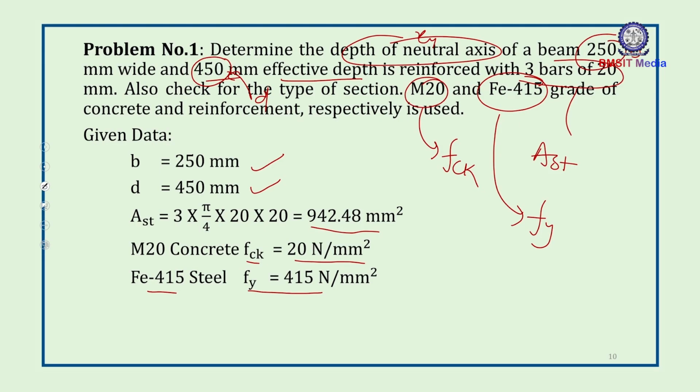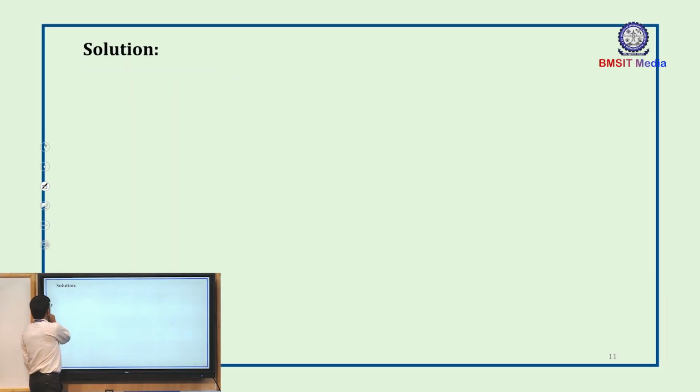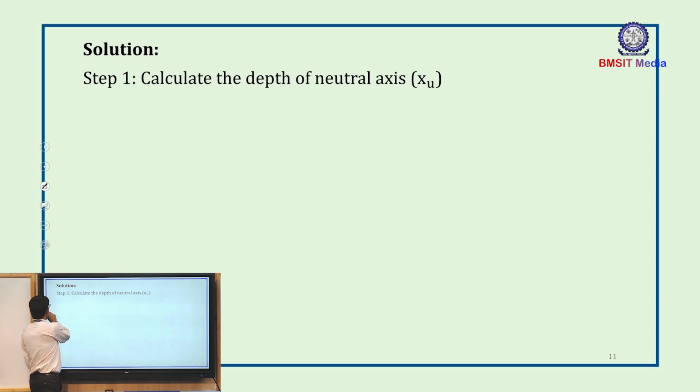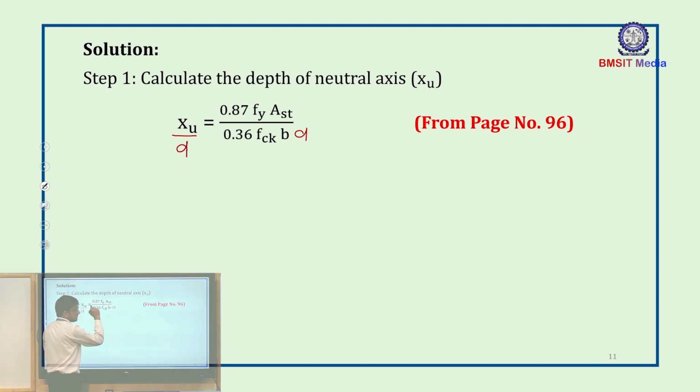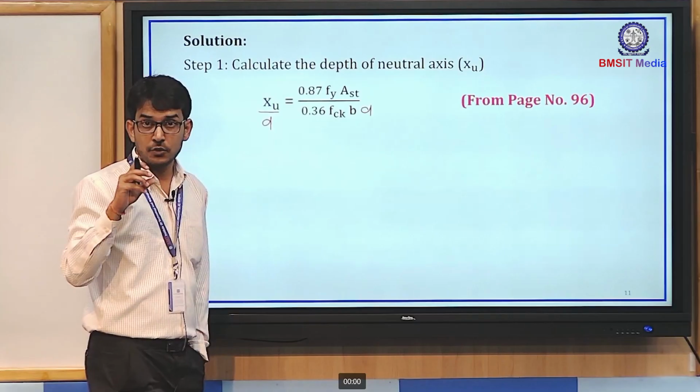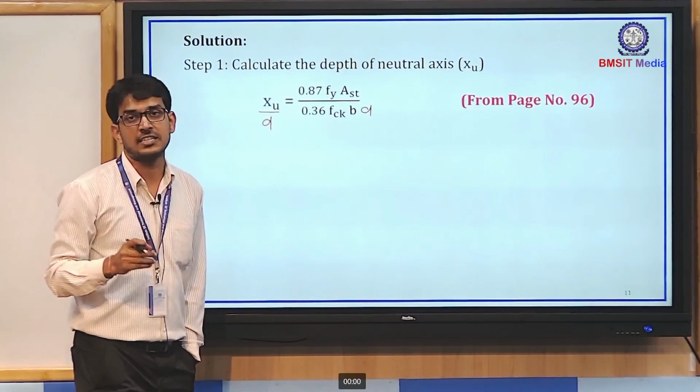Now the depth of the neutral axis is required. We know this formula. In that formula earlier we had Xu by d, but here they are asking first that we calculate the neutral axis, and then find out what type of section we have.